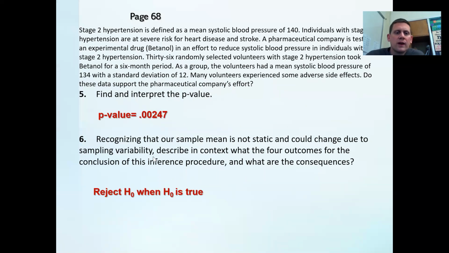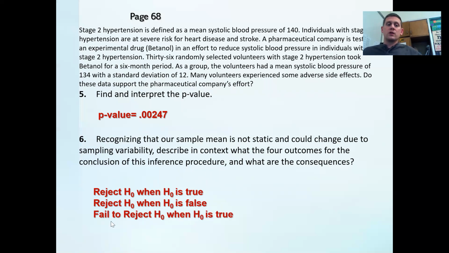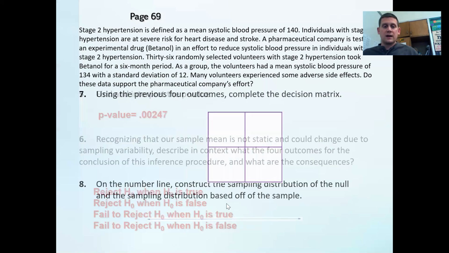Recognizing that our sample mean is not static and could change due to sampling variability, describe in context what the four outcomes for the conclusion of this inference procedure are and what the consequences are. So what are the four things that can happen? Two of them are correct decisions, two of them are not. We could reject the null when the null is true. We could reject the null when the null is false. We could fail to reject the null when the null is true. We could fail to reject the null when the null is false. Those are the four things that could happen.